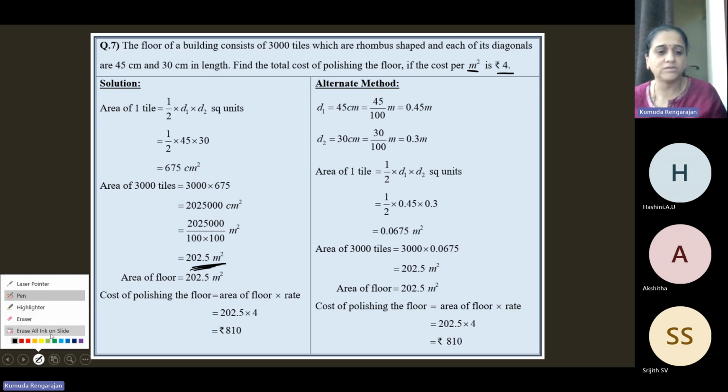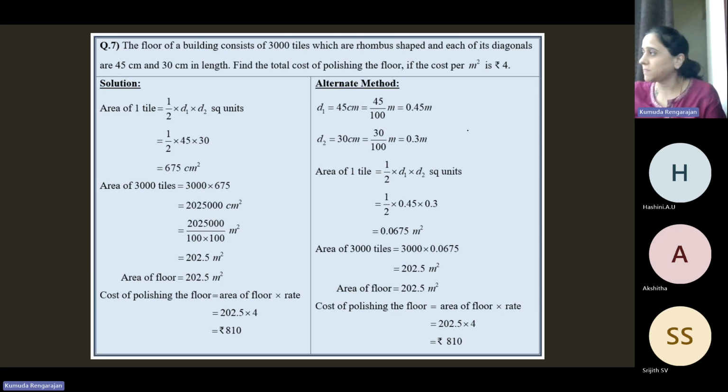You should take down the 2 methods you see here. The other way of doing it is, you can directly convert these values to meter first, because the rate is given per meter square, right? 1 meter square is 4 rupees. The first method is you find the area in centimeter square and convert that to meter square. The second method is you have the diagonals in centimeter, so convert the diagonals to meters and then find the area. So that area will directly be in meter square.